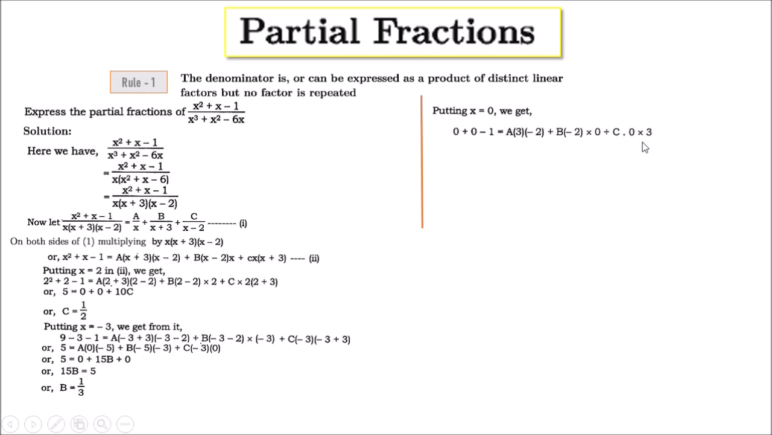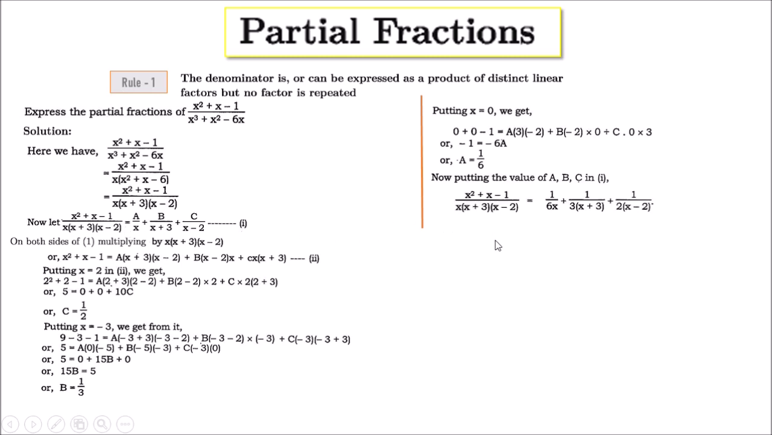So if you put the value x equal to 0, you will get the value a equal to 1 by 6. So now you just put the value of a, b, c in equation number 1. Where is equation number 1? This is equation number 1. And finally you get this. So that is the answer. That is your partial fraction.